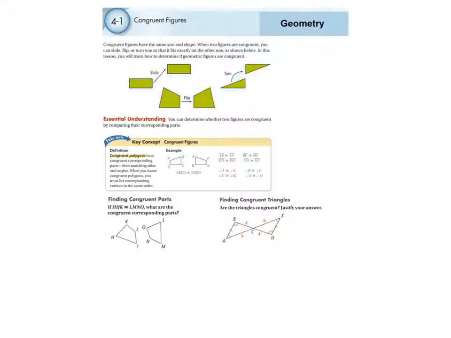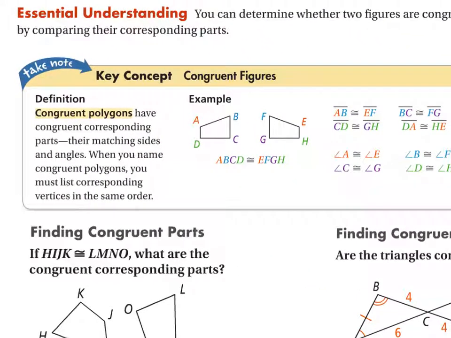So, congruent figures. We have our definition here of congruent figures, which says congruent polygons have congruent corresponding parts. Now again, what is meant by corresponding parts? In the same place. They're in the same positions. Yes, that's corresponding parts. And remember, it doesn't matter if the thing is rotated or not, right? So keep that in mind.